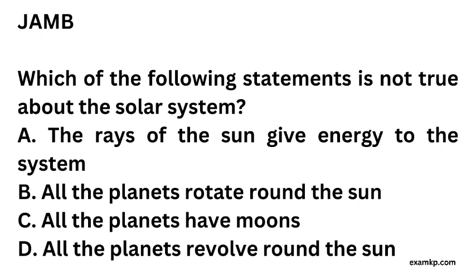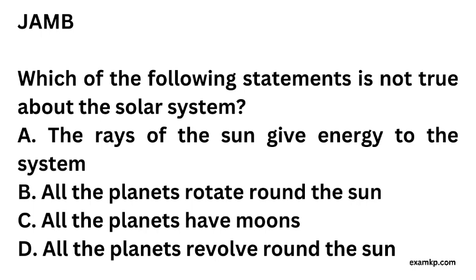Now let's try a JAMB question from 2015. Careful now, JAMB loves these "which of the following is not true" questions. You have to read them carefully. Let's use the process of elimination. Option A, the sun gives energy. Of course that's true. Option D, all the planets revolve around the sun. Yes, that's also true.